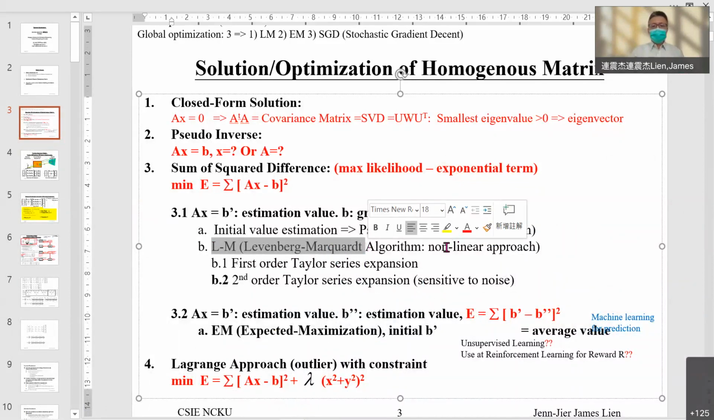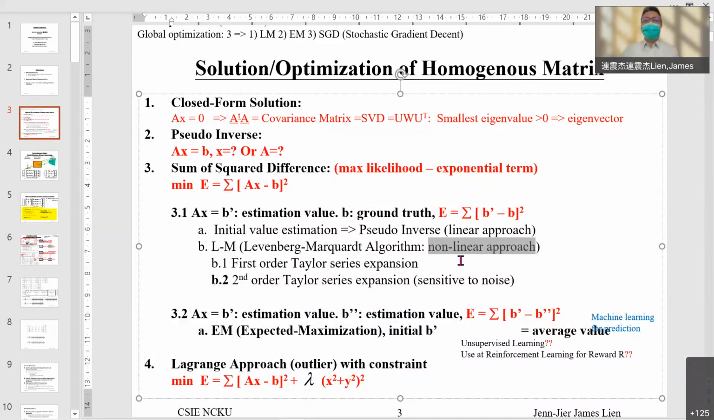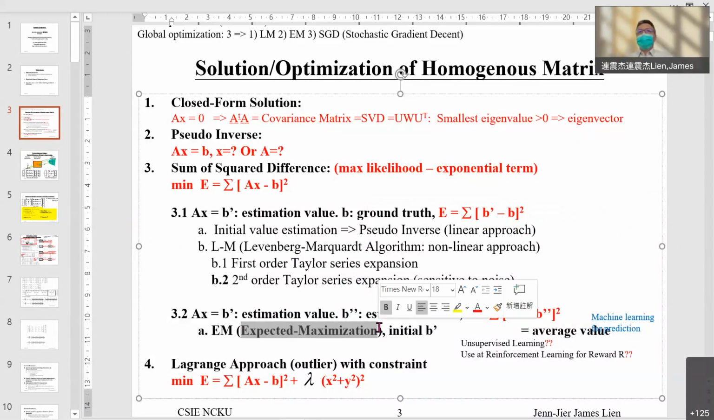It's a nonlinear approach. You just use it because OpenCV already has the source code of LM written for you. And for EM, we can teach you, but what is EM? There are two steps. E is expectation, and M is maximization of likelihood. So I'll teach you likelihood. E is average. So what kind of situation will we use EM, and which situation will we use LM?